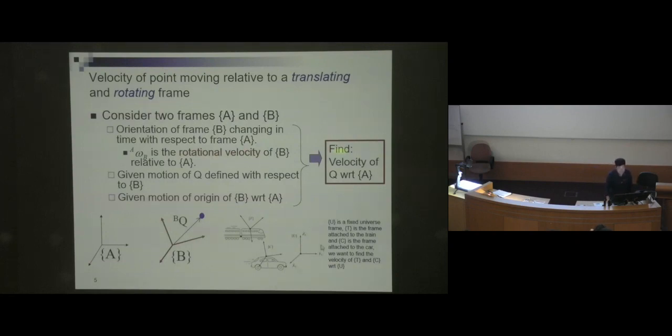In this example, we have a train moving, and you attach a frame T to this train. A car is also moving, and you attach a frame C to the car. U is the fixed universal frame. We want to find the velocity of T and C with respect to the universal frame. It's the same concept as finding the velocity of Q with respect to A.